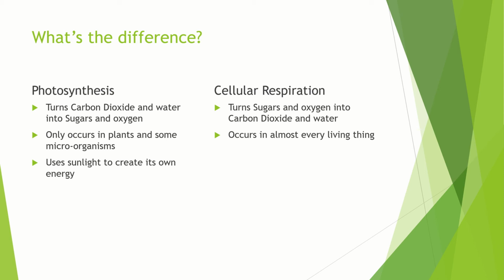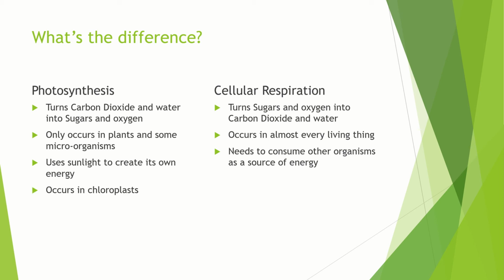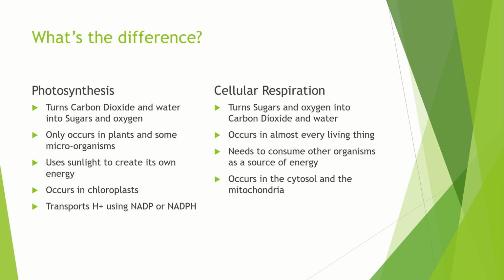Photosynthesis uses sunlight to create its own energy, while cellular respiration needs to consume other organisms as a source of energy. One occurs in chloroplasts, the other in the cytosol and the mitochondria. One transports hydrogen ions using NADP or NADPH, while the other transports hydrogen using NAD or NADH and FAD or FADH2.